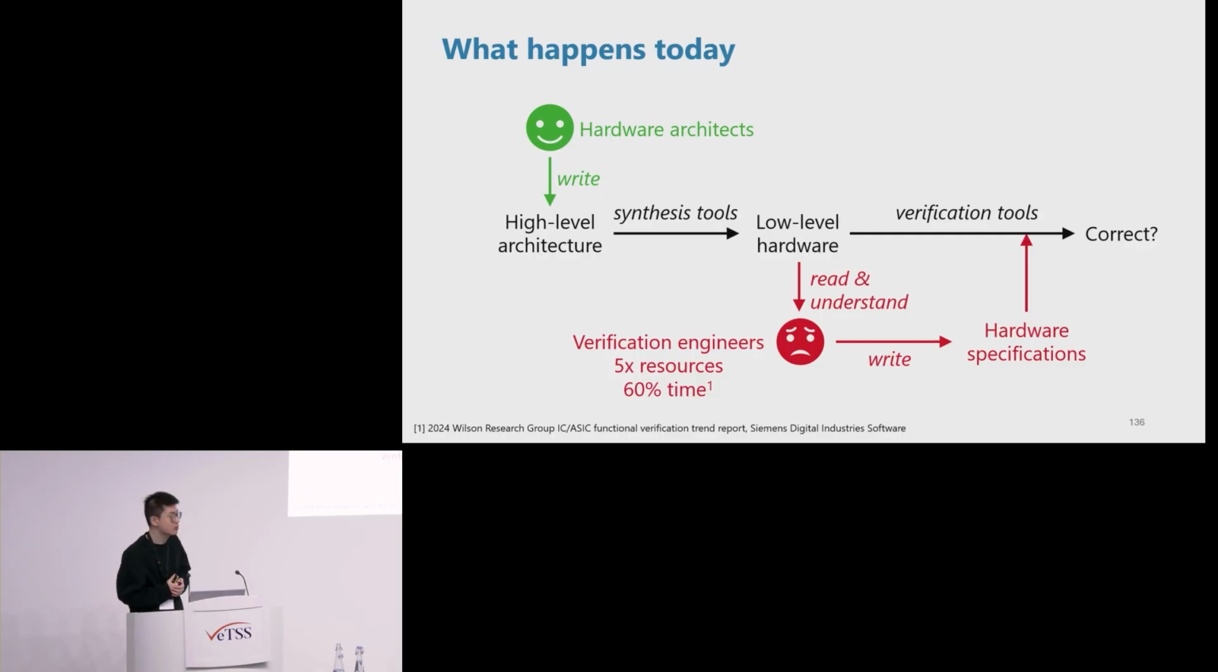I think everybody here knows. Usually each architect is paired with five verification engineers, and during the whole development time, 60% of the time is used for verification. If we look at these two phases, it's not really fair, because the verification engineer has to read whatever is thrown at them, and it is usually not friendly. But our hardware architects have the freedom to write whatever they want. They are the people who have fun, right? That's not really fair. So we propose there should be a new way to develop hardware.